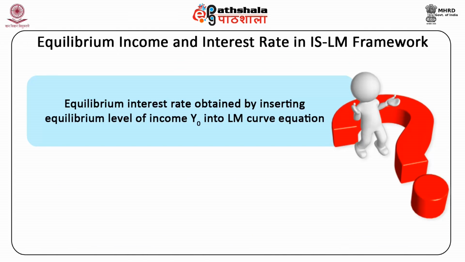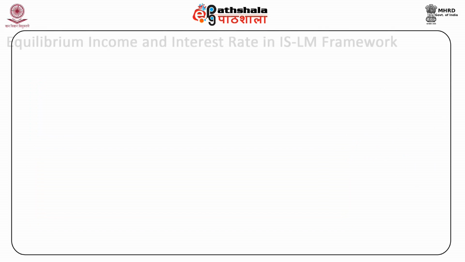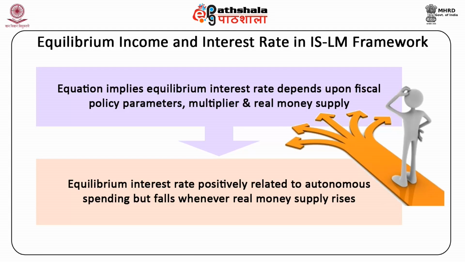Similarly, equilibrium interest rate can be obtained by inserting equilibrium level of income y0 into the LM curve equation. i0 is equal to k gamma into A bar upon h minus m upon h plus k b alpha G into 1 upon P. This equation implies that equilibrium interest rate depends upon fiscal policy parameters, multiplier and real money supply. The equilibrium interest rate is positively related to autonomous spending, but it falls whenever real money supply rises.